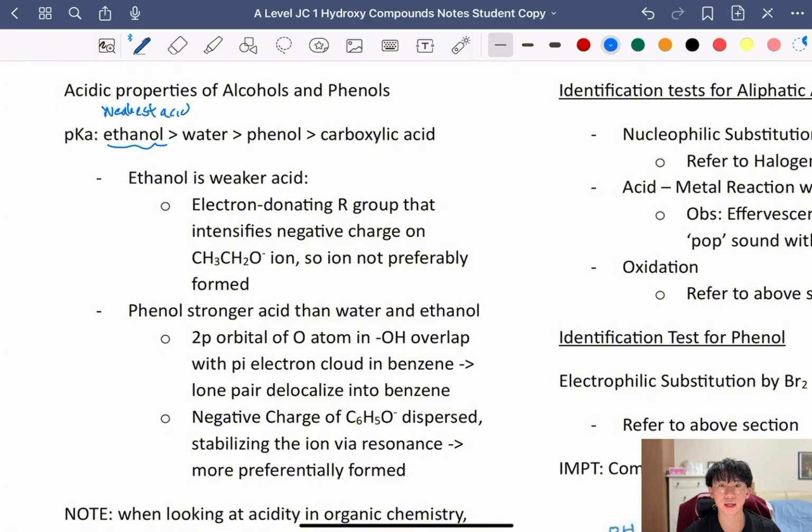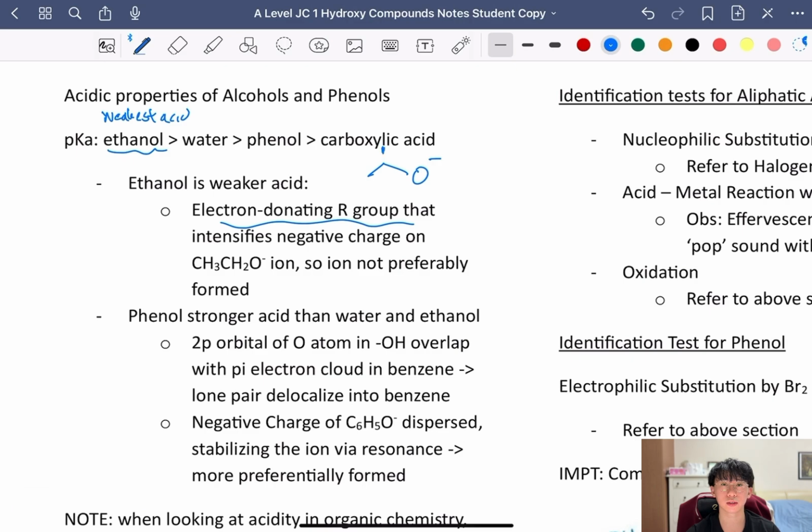Now, why is it so weak? Well, you have to look at the ion that comes from the dissociation. This ion, which is called the ethoxide ion, has electron donating R groups attached to the negatively charged O. For example, this one over here. Because of this, when you donate electrons to a negative charge, you're only going to intensify the negative charge. Therefore, your ion will just not be preferentially formed. Because of this, it's not very favorable for your ethanol to dissociate to give the ion.